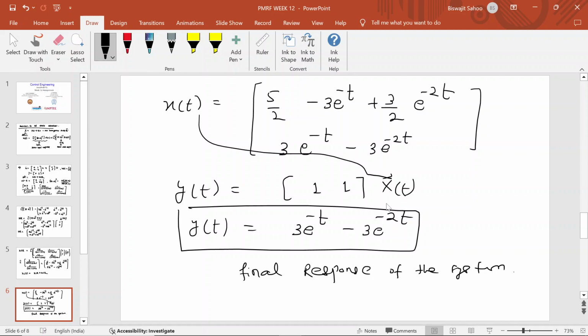What type of input is given? This is a unit step input. So for unit step input, you know that if type is greater than input, then the steady state error is 0. Type is equal to input, steady state error is some value we have to find out. And if type is less than input, then steady state error is infinity. So based on that, if they ask to find out the steady state error in this question, you can find out.